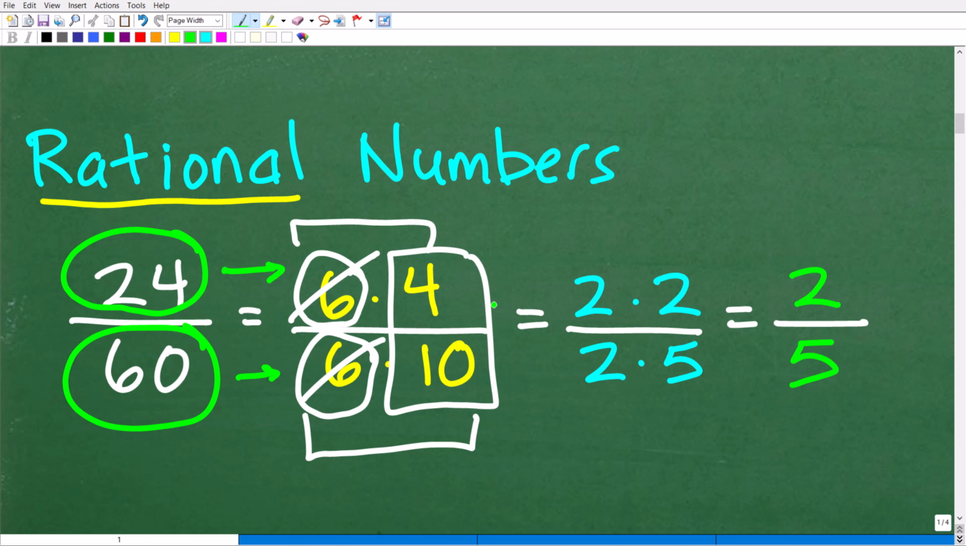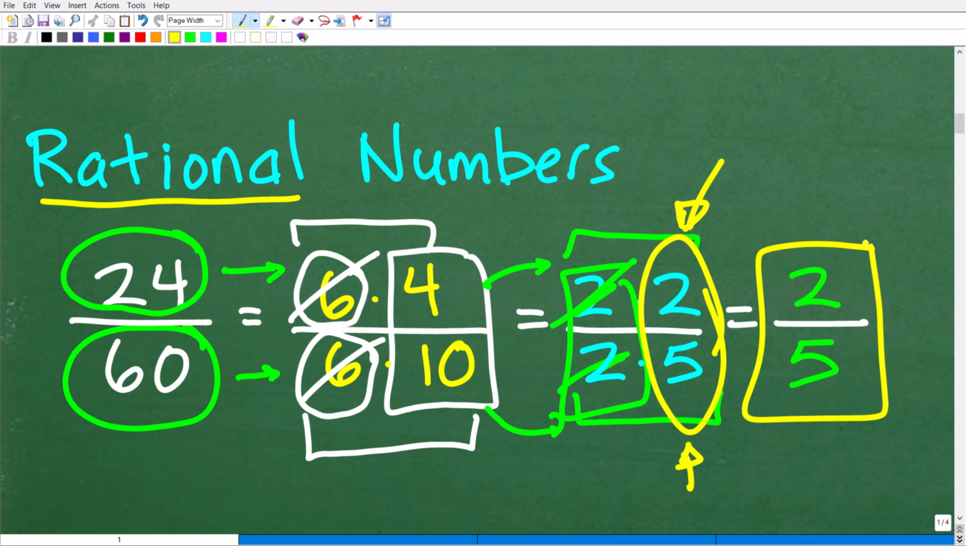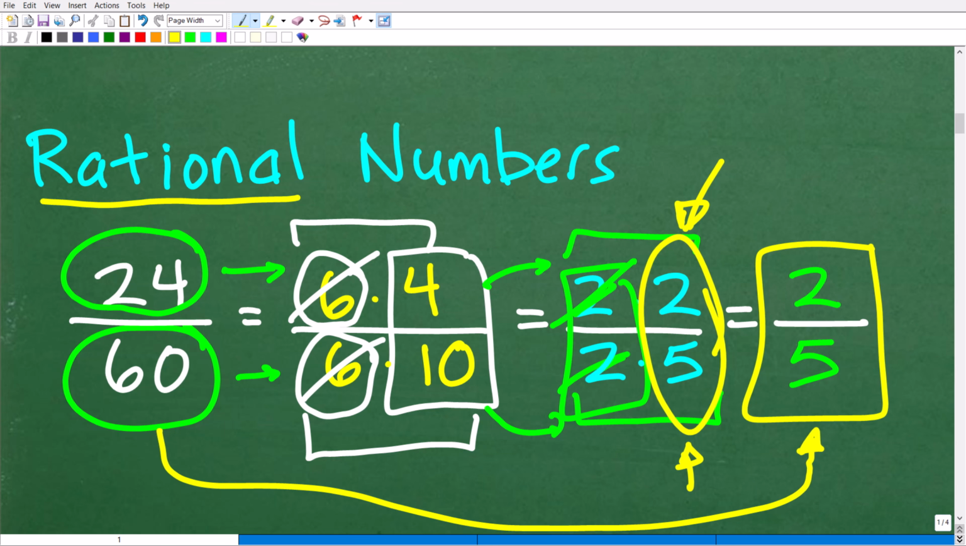But guess what? We can factor further. Factors of 4 are 2 times 2, and factors of 10 are 2 times 5. These are like factors, but it's one for one. This 2 cannot cross cancel both 2's. In order for this other 2 to go away, I would need another 2 in the denominator. So after everything is cross canceled, what remains is 2/5, and this is 24 over 60 simplified. These are mathematically equivalent. It's the same value, we're just writing it in a simpler way.